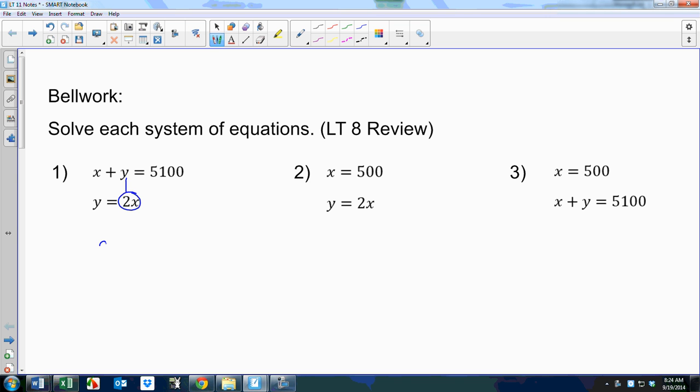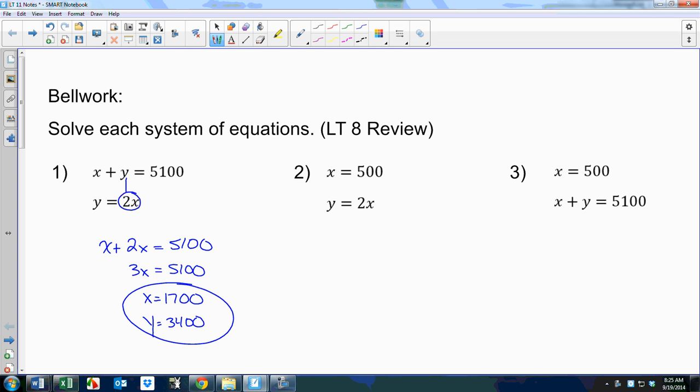So you substitute, and you get x plus 2x equals 5,100. You get 3x equals 5,100. You divide by 3, and help me out there, 1,700. Okay. And then you plug it back into either of the originals. I like the second one where you double the 1,700, and it gives you 3,400. So y is 3,400. That's an ordered pair.